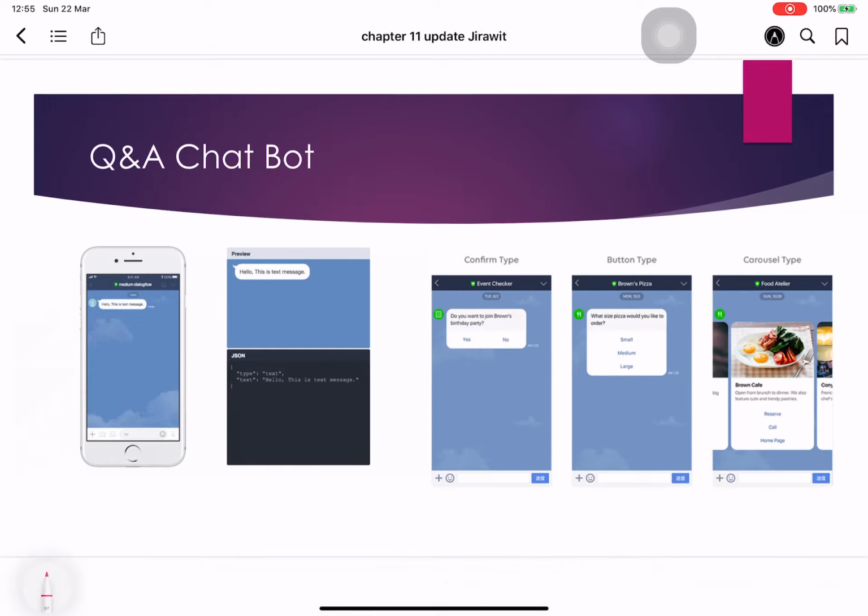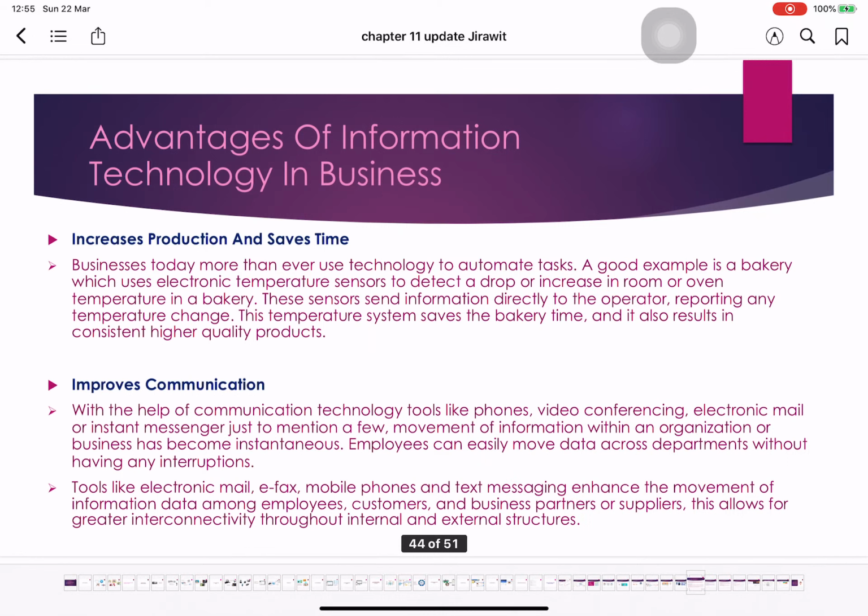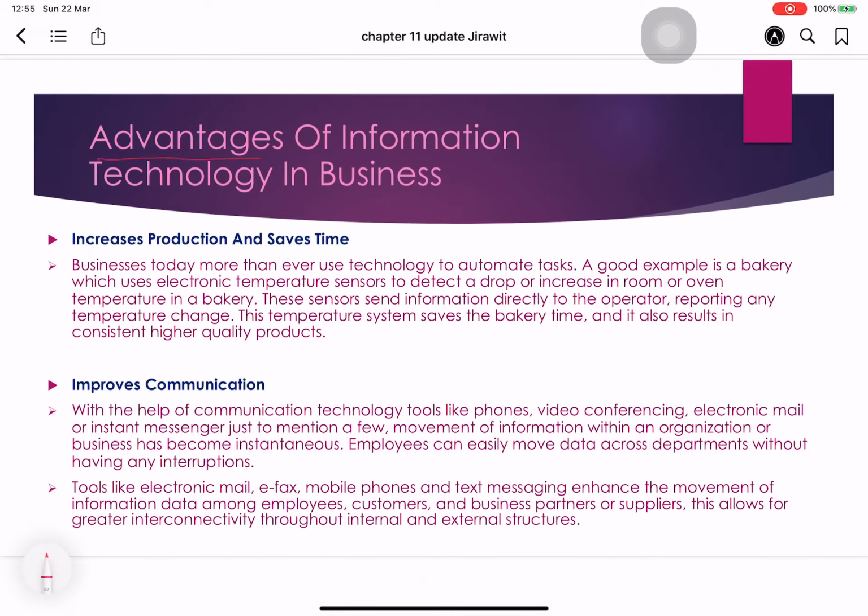This is an example of a chatbot, right? Like Siri. And what else is there about chatbots? It means you talk with a chatbot. You talk with a robot, right? No call, no people on the system. This is the advantage of information technology in digital business.